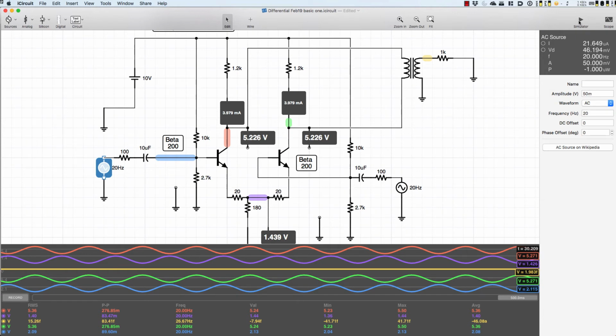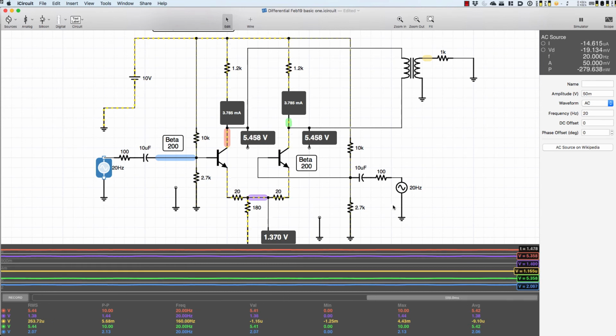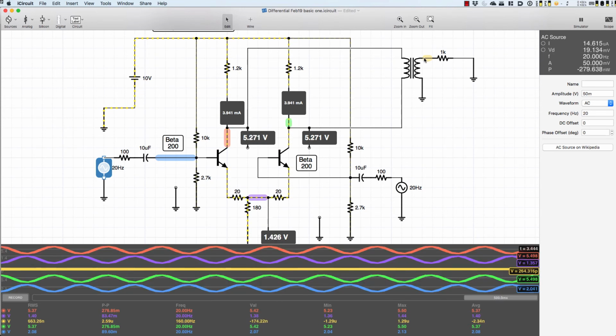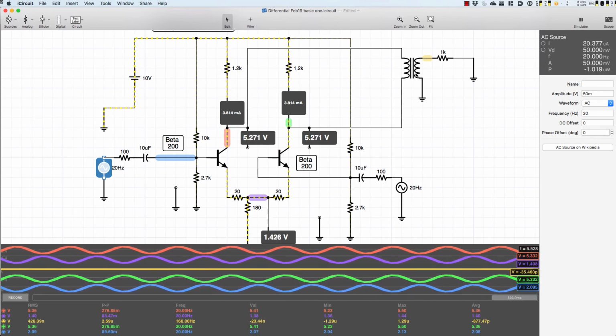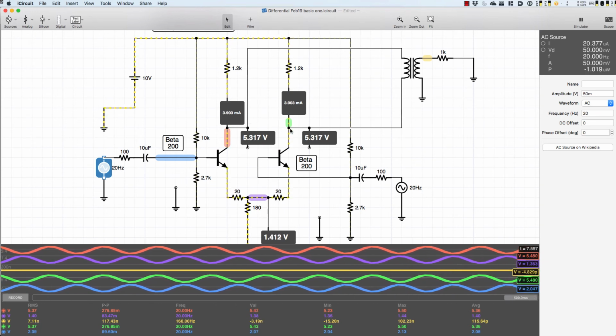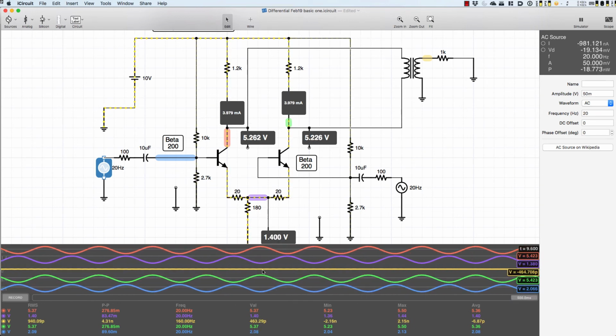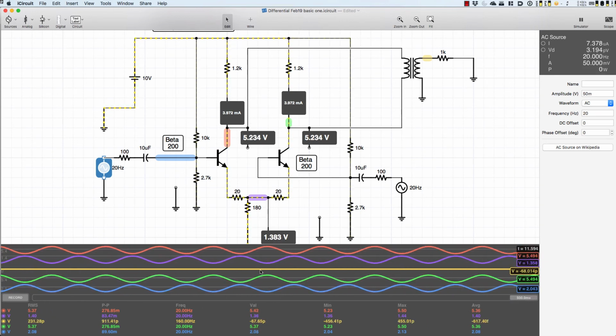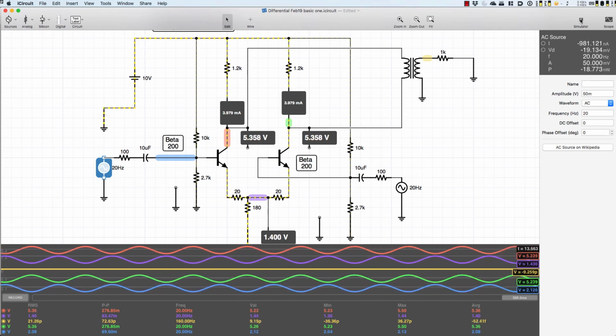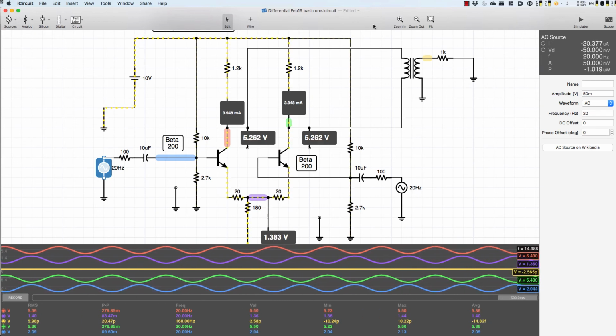And when I activate this differential amplifier, you can see here yellow is the output from my transformer. Yes, I have a transformer going across both collectors, and I've got no signal at the transformer. I'll pause this so that we can get a better look at some signals.